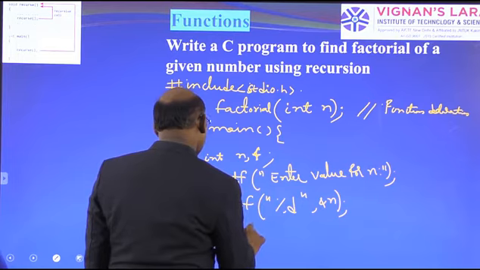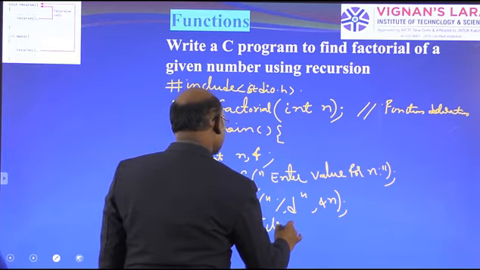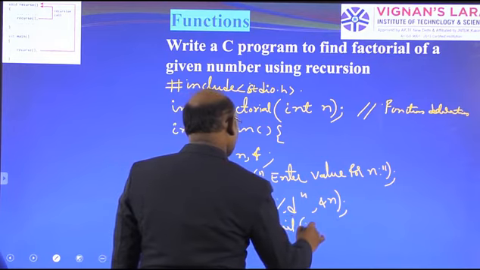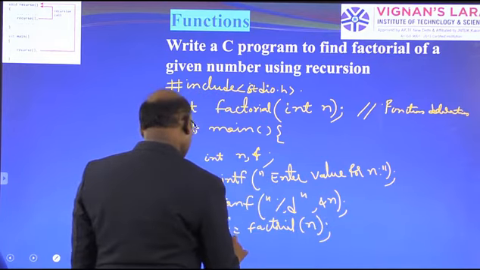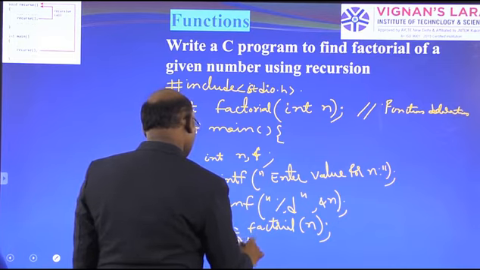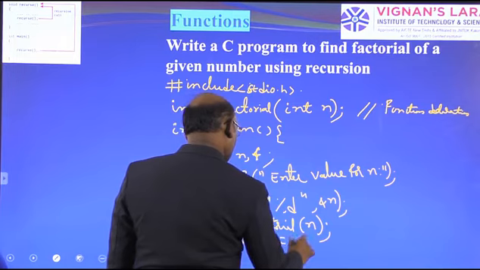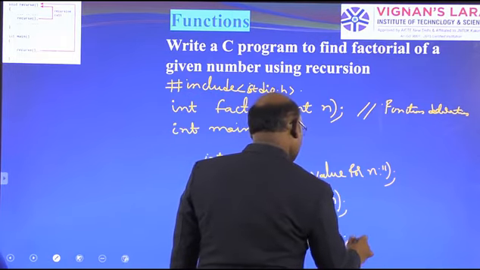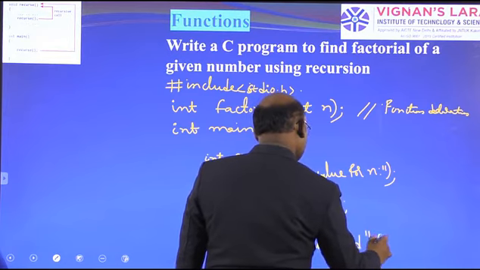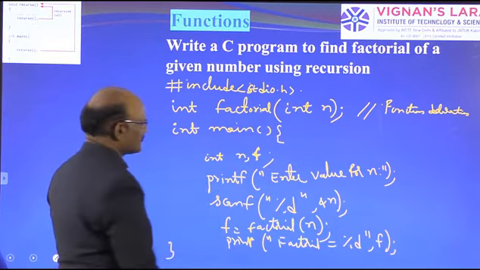After reading the n value, call it. So f equal to factorial of n. After that, print the result: factorial is equal to %d, this is the f value. So this is the main.